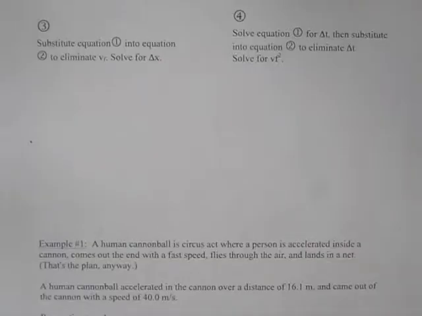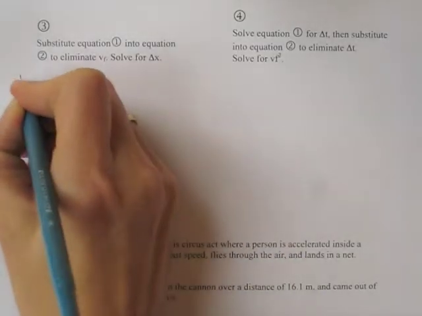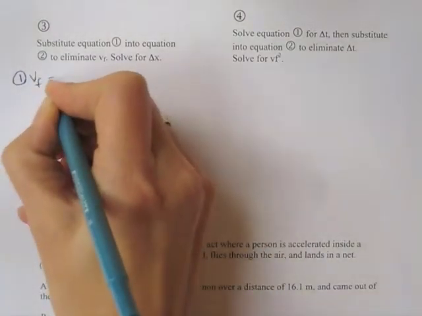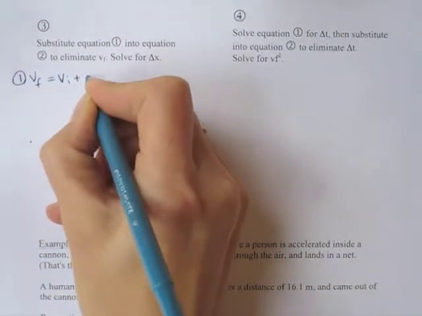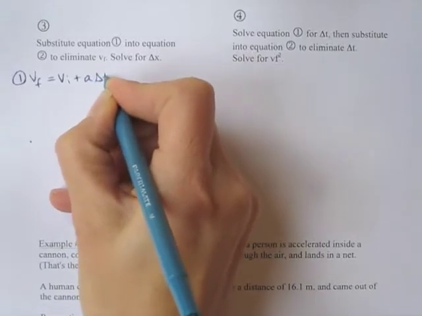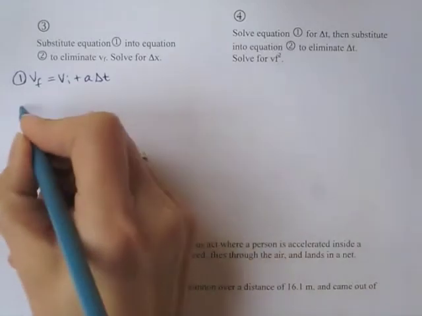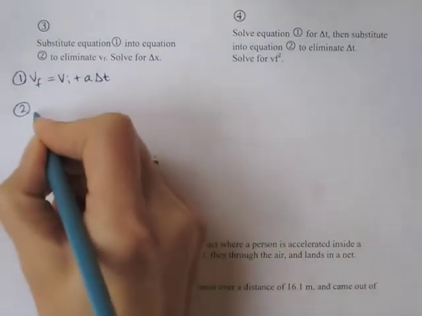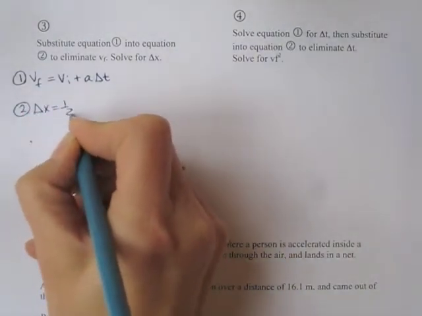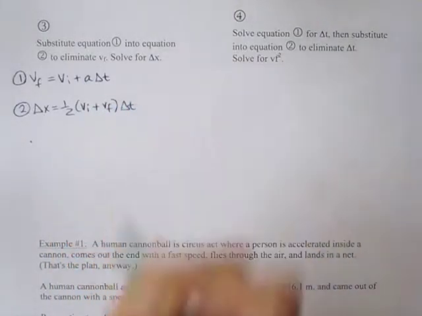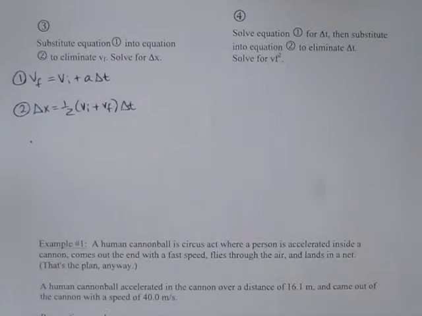Using our velocity time graph for constant acceleration, we have already derived two equations. Equation 1 was final velocity equals initial velocity plus acceleration times the time interval. And equation 2 was the displacement equals 1/2 times the initial velocity plus the final velocity times the time interval. So we are now going to come up with two more equations.